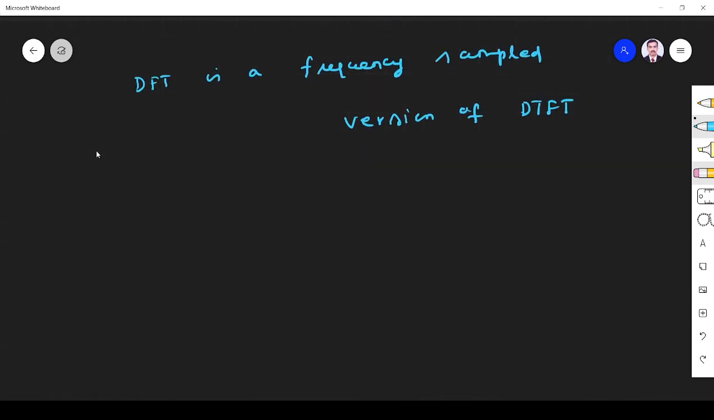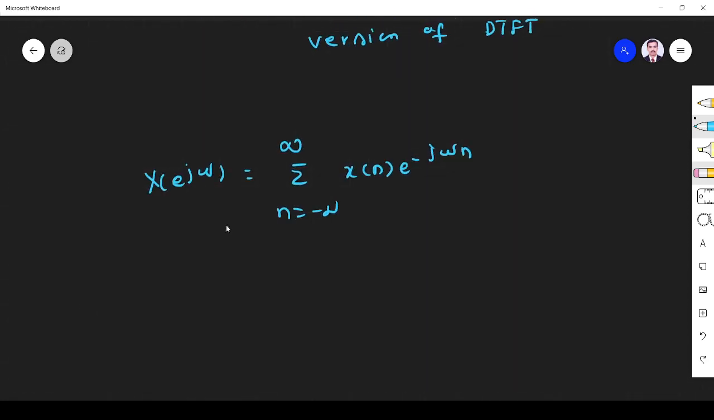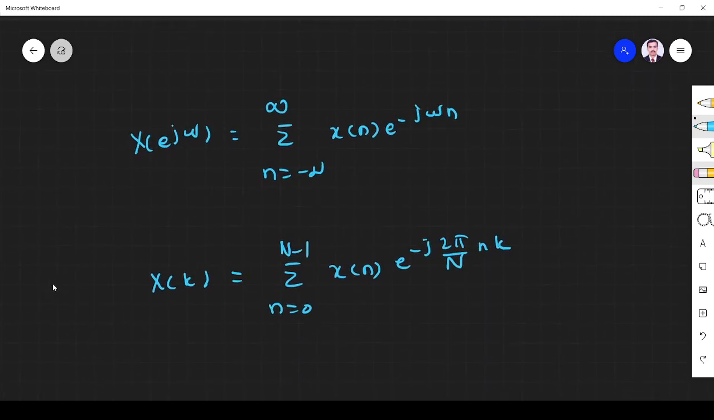So what is the thing? We know DTFT is given by X of e power j omega equals summation n goes from minus infinity to plus infinity x of n e power minus j omega n. Whereas the DFT equation we know: X of k is equal to summation n goes from 0 to N minus 1 x of n e power minus j 2 pi by N into nk. Here you see the relationship in this area.